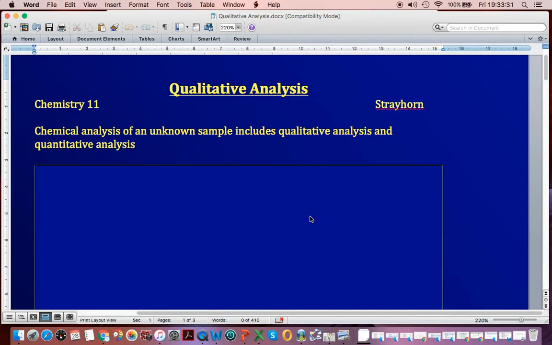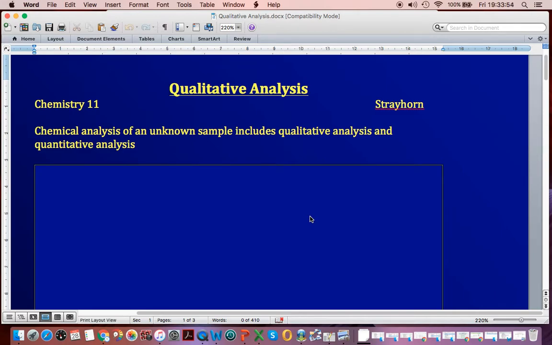Good day. We're looking at qualitative analysis. In chemistry, there's all kinds of qualitative analysis. And all that means is we're trying to identify things like a chemical in a sample, but we don't care about the amount. If we cared about the amount, like if you're testing for blood alcohol, where you have the 0.08, that would be quantitative analysis.